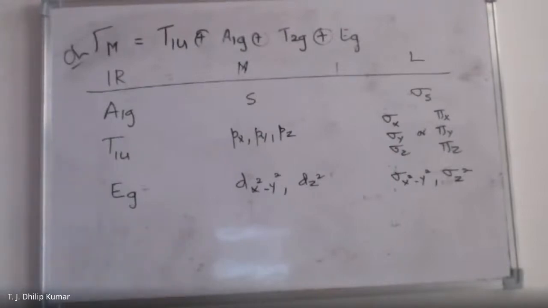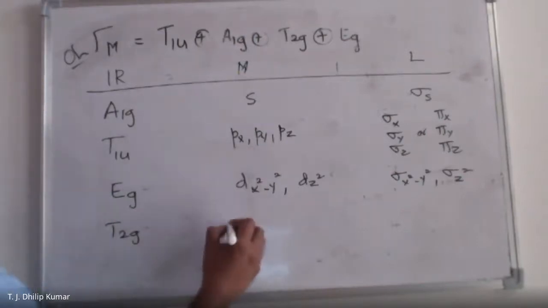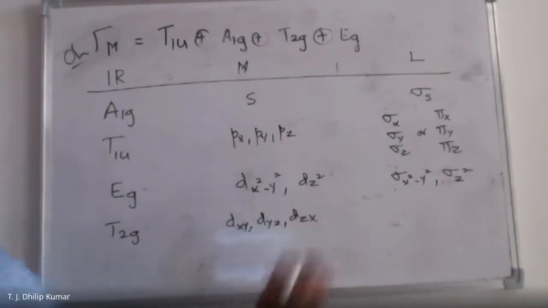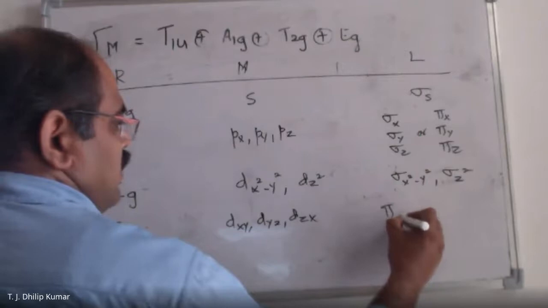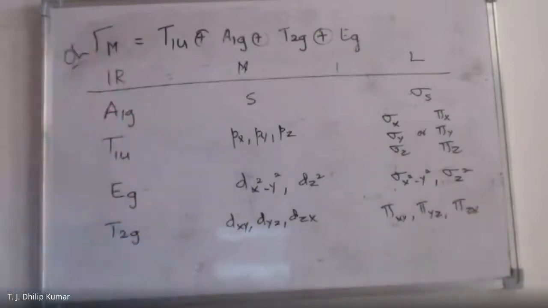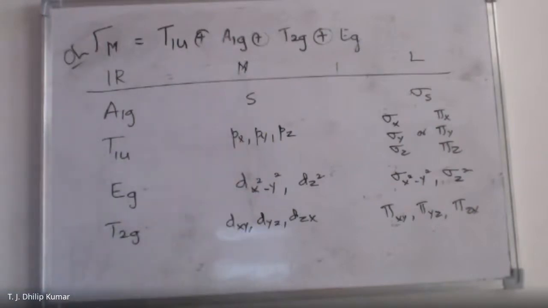And now T2g. If you take T2g, it will be the metal d orbitals. So it's basically dxy, dyz, and dzx that will be involved. And in the ligands, similarly, pi xy, pi yz, pi zx orbitals will be involved. If you see in the character table, you can find there will be characters of xy, yz, zx. So in the metal it's all d orbitals, and in the ligands it will be pi type, not sigma type. That's what we get.